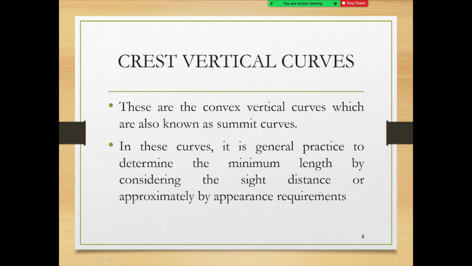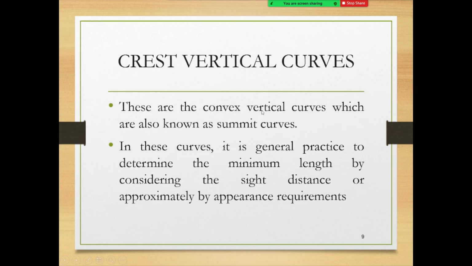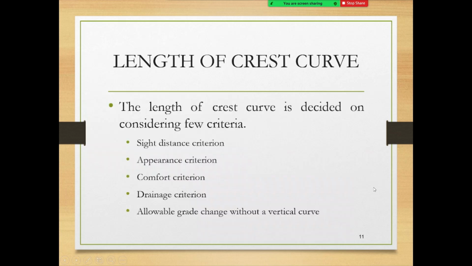So we'll discuss crest vertical curves. These are the convex vertical curves, which are also known as summit curves. Okay, you know summit, where when there is a mountain, there is a summit, right? So that is why we call it a summit curve. In these curves, it is general practice to determine the minimum length by considering sight distance or approximately by appearance requirement. So these are some of the crest vertical curves. It can be like this, or like this. It should be convex, right?